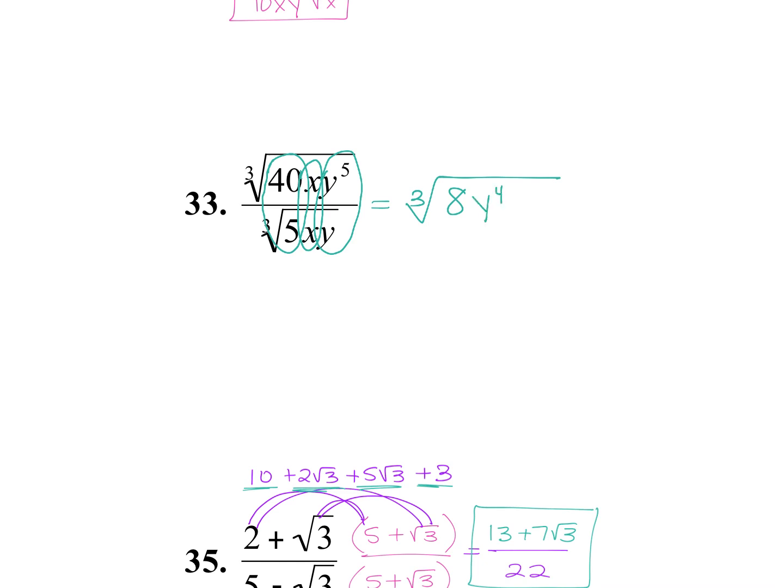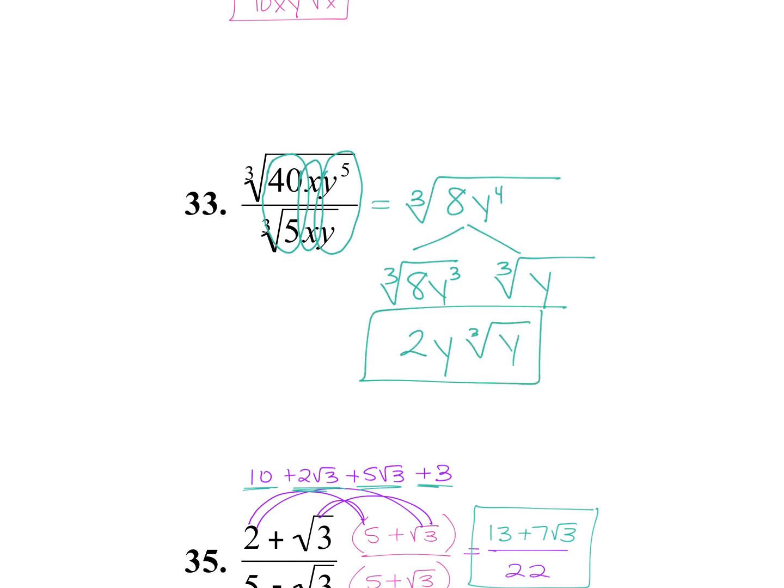Y to the 4th. Okay, so now break that into perfect cube and not perfect cube. 8 is a perfect cube. Y to the 3rd is a perfect cube. So then there's just y left over here. So this is 2 times y times the cube root of y. Can you do 32? Yes.